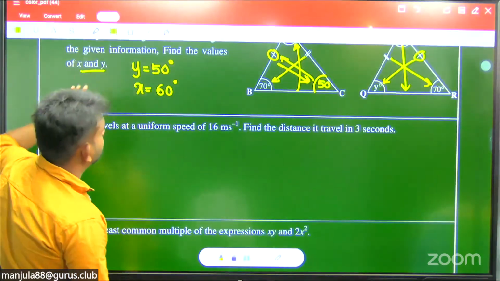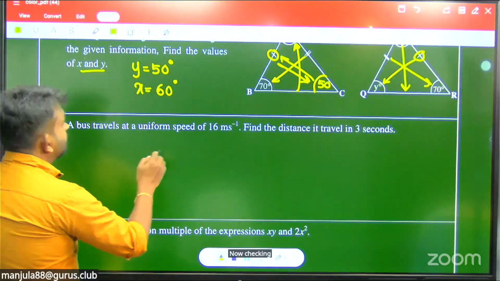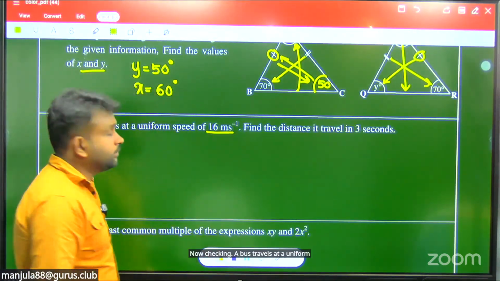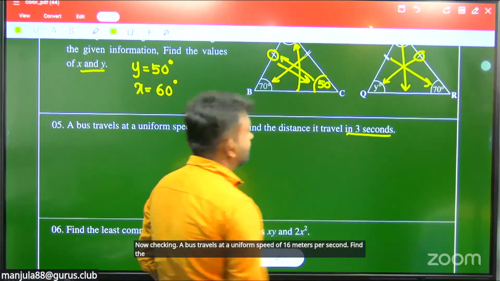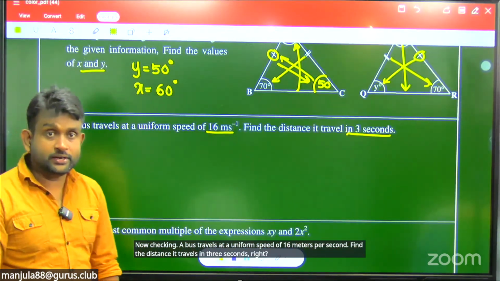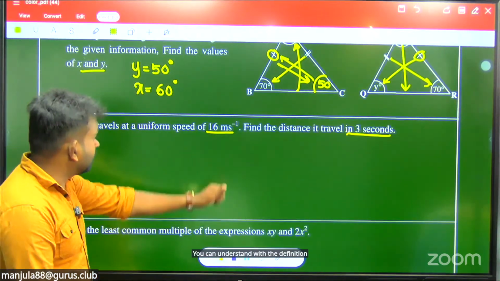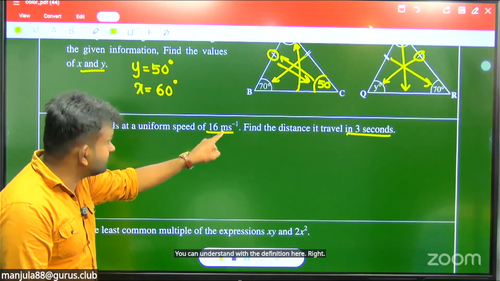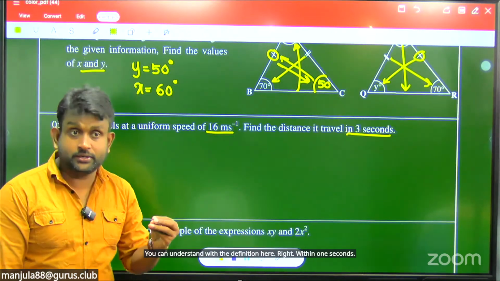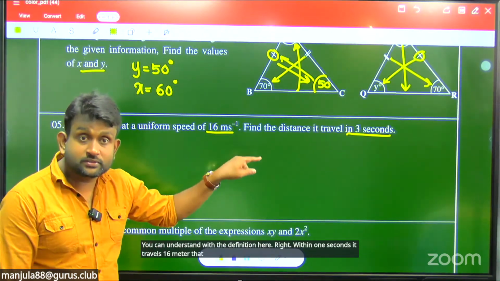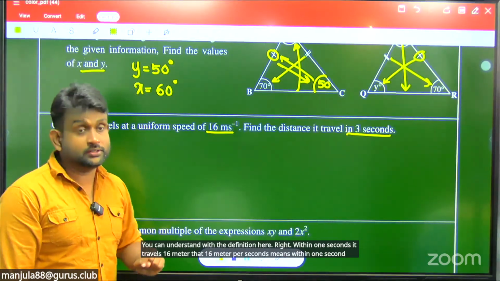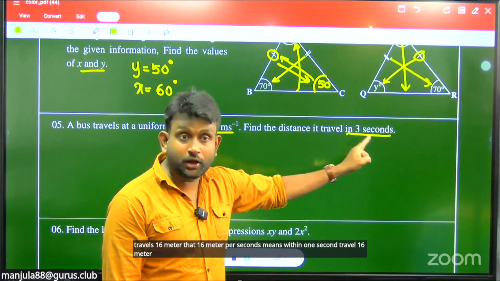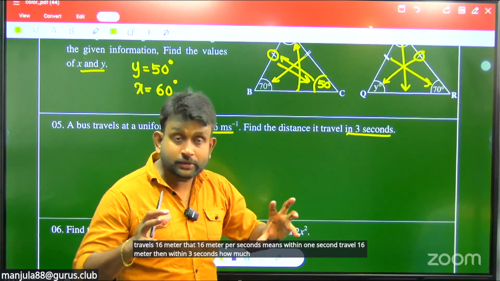Right, question number 5. Now check. A bus travels at a uniform speed of 16 meters per second. Find the distance it travels in 3 seconds. Right, you can understand with the definition here. Within 1 second it travels 16 meters. That 16 meters per second means within 1 second it travels 16 meters. Then within 3 seconds, how much? So we can argue in that way.